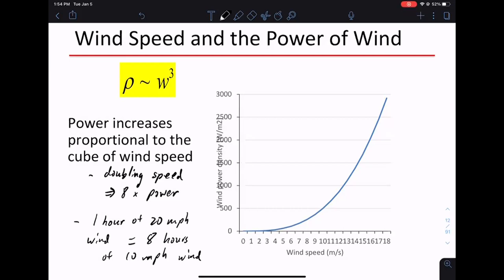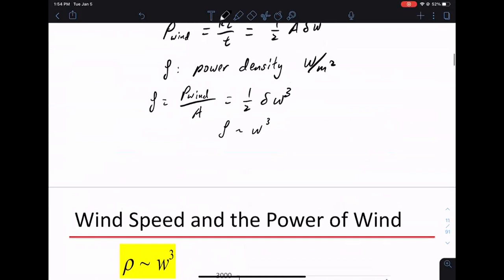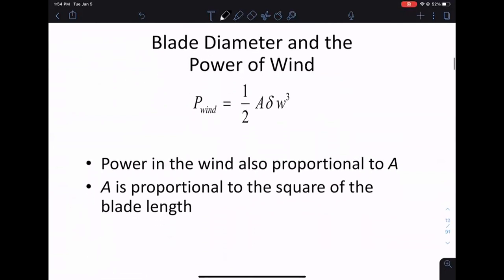All right, so this is basically the power density. This rho is about nature. This wind power density is what nature gives you. It's just how fast the air is going at a particular location. Then what engineering decides is the size of the blade. The power is proportional to the area, and the area is proportional to the square of the blade length.